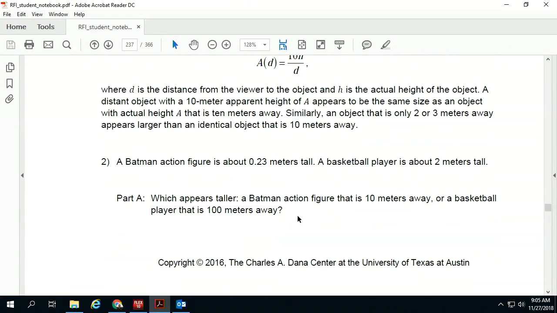let's look at the math here on this page. A Batman figure is 0.23 meters tall. A basketball player is 2 meters tall. Which appears taller? A Batman figure that is 10 meters away, or a basketball player that is 100 meters away? Set up the math for both of those using your A of D formula and see what you get for your two answers. Go.